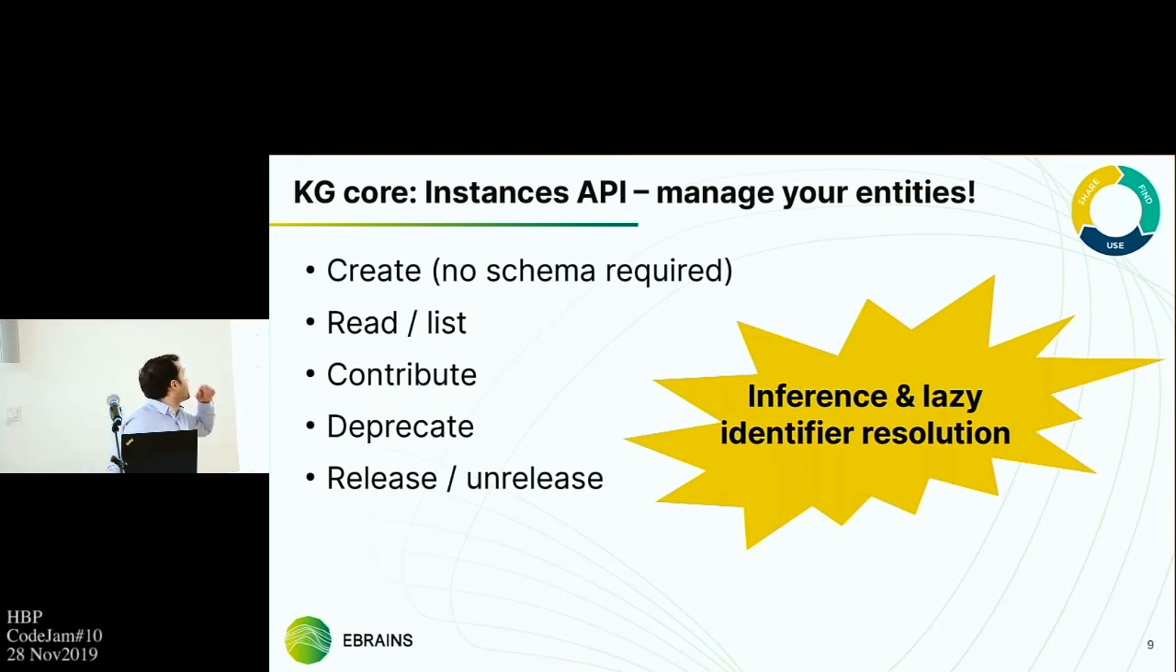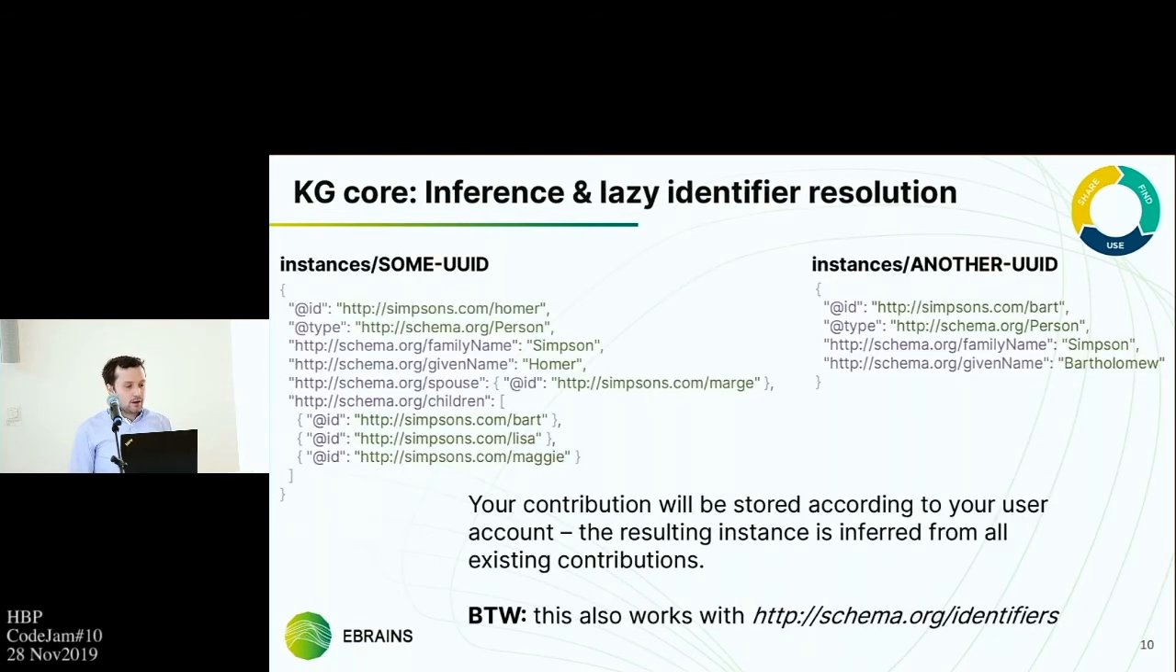There's no surprise in the read and list, but there's a contribute, which is important. I said it's CRUD. It's not really true. The update is missing, because the update is actually the contribute. What does that mean? We do have an inference mechanism included, meaning that if you upload a document to us, you're contributing to an entity. Let's get into the example.